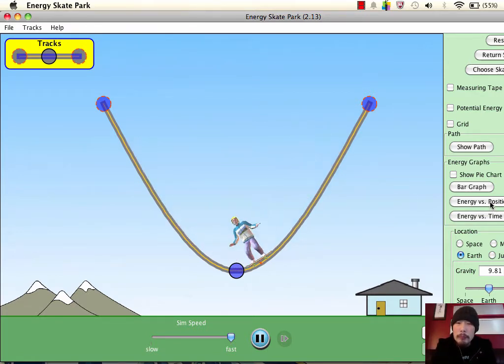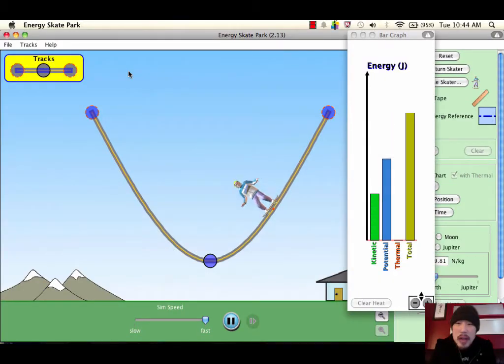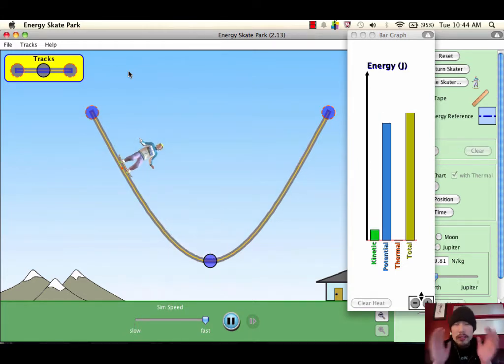Okay, the first thing I'm going to show you is the energy bar graph. Now on the right here where we have total energy, okay, another way of saying total energy is mechanical energy. Okay, the amount of mechanical energy this guy has is constant. Okay, that's the total amount that he will have.